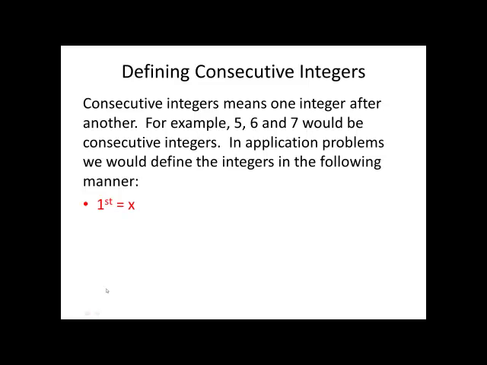The first integer, we'll always call it x, or any variable that you choose. The next integer is one more than that one, so we'll call it x plus 1. The next integer is one more than that one, so we'll call it x plus 2. And so on. We can go to x plus 3 and so on and so on and so on. So that's how we would define consecutive integers depending on how many integers we're looking for in the problems. Okay?